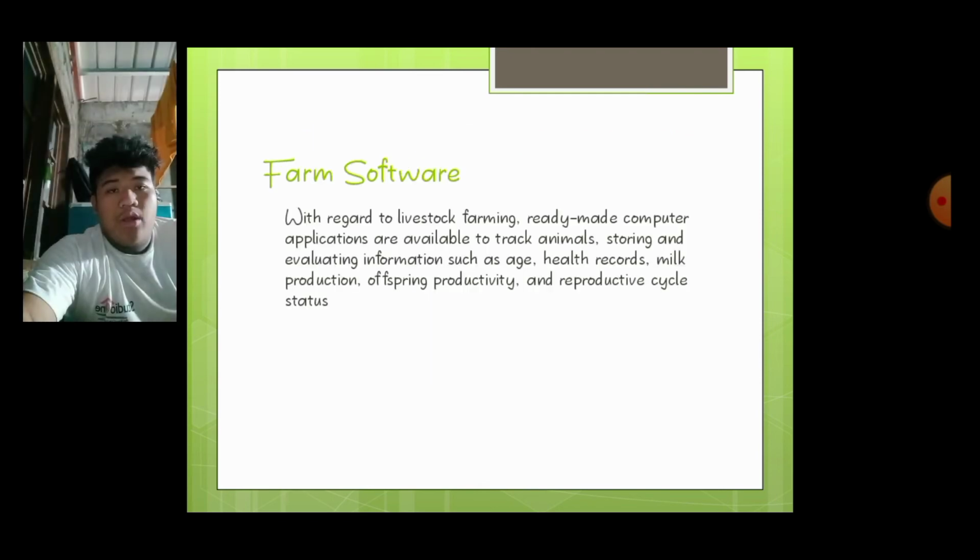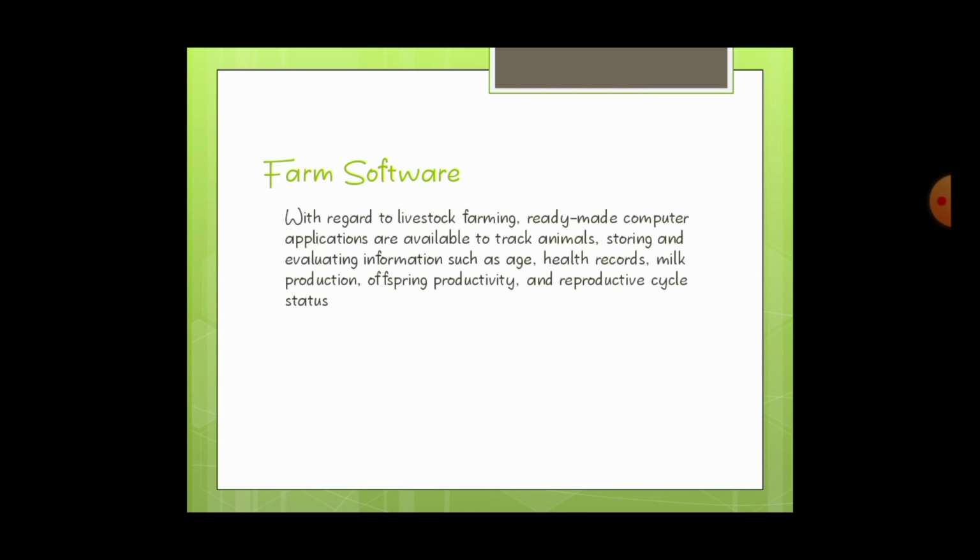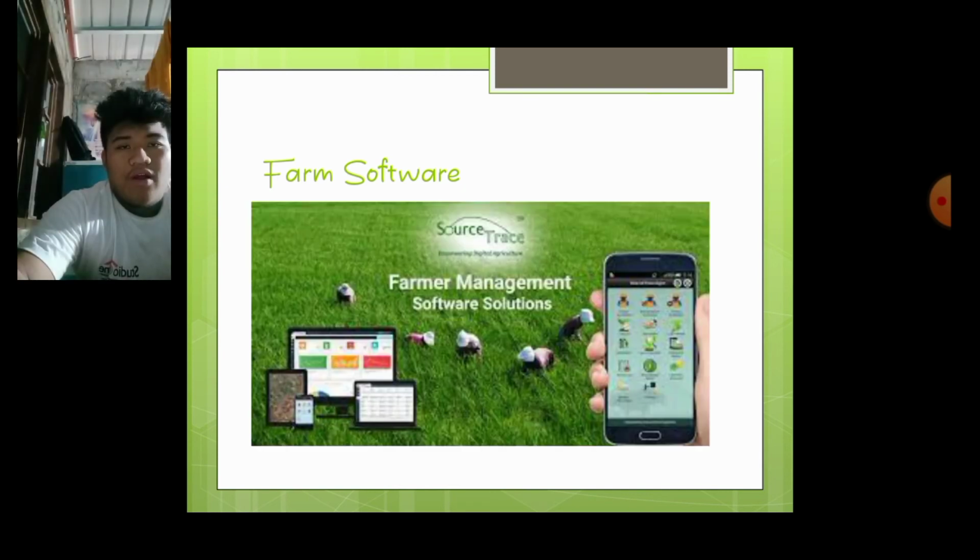Farm software. With regard to livestock farming, ready-made computer applications are available to track animals, storing and evaluating information such as age, health record, milk production, offspring productivity, and reproductive cycle status. This is an example of farm software.